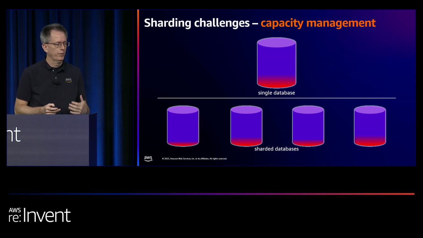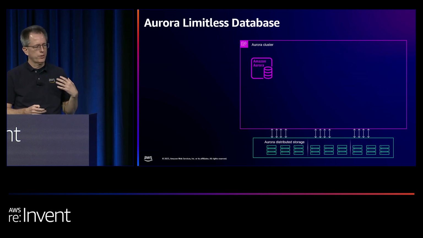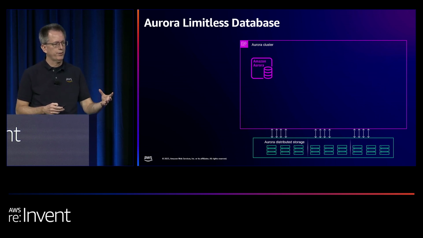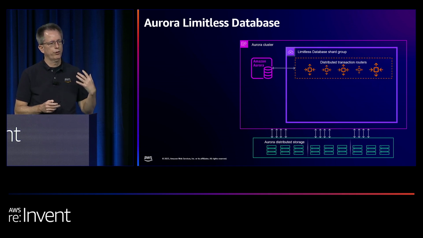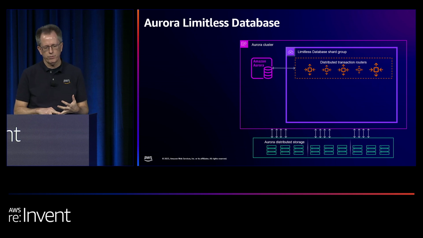So that's not great. So with Limitless, we've really tried to solve some of those problems. You start with your regular Aurora cluster. This is not a different thing. It's part of that. You have your storage, and we have this shard group, which is basically a container that collects these things. And the first thing you get is the distributed transaction routers.